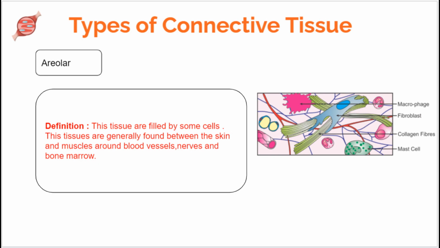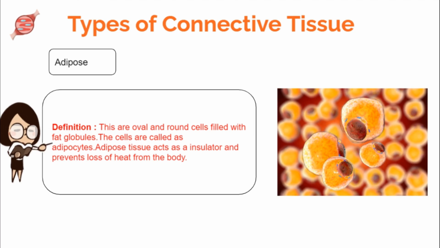So, the next type of connective tissue is the areolar tissue. Areolar tissues are generally filled with some cells. These tissues are generally found between the skin and muscles, around blood vessels, nerves, and in bone marrow. There are some other tissues in the connective tissue part, that is the adipose tissue. These are oval and round cells filled with fat globules. The cells are called adipocytes. Adipose tissues act as an insulator and prevent loss of heat from the body.